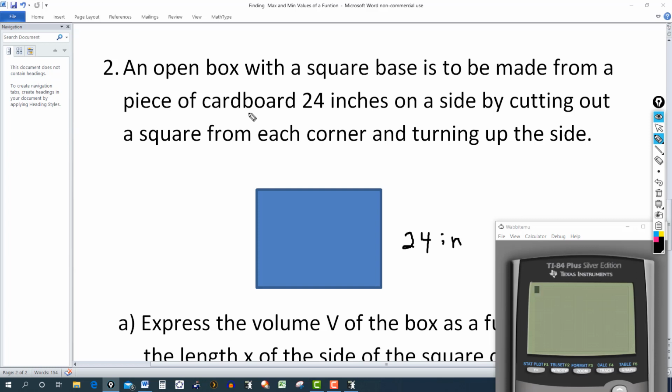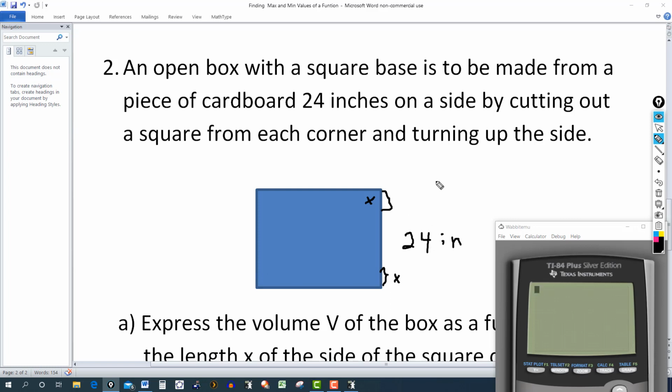So again, an open box with a square base is to be made from a piece of cardboard 24 inches on a side by cutting out a square from each corner and turning up the side. Okay, so let's suppose that from this corner, I'm going to cut a piece out X. And then over here in this one, I'm cutting out a piece X. And then over here, the same thing. This side over here, and then those are going to be turned up to form the open box.